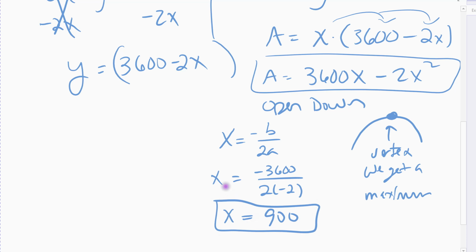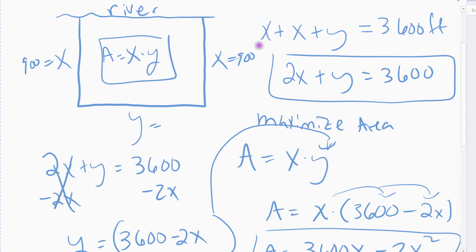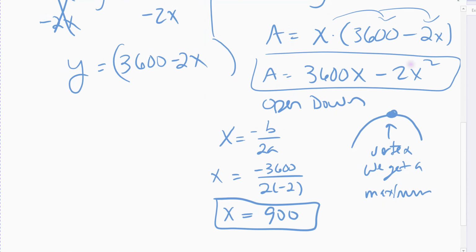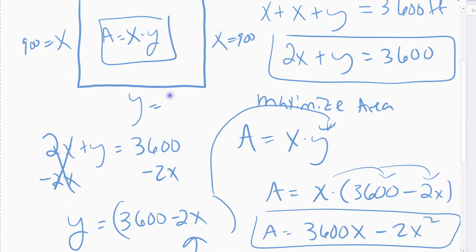So my x, this side of my rectangle, is 900 units. Well, what's the y? I take that 900, plug it into that equation there, and find my y. So y equals 3,600 minus 2 times 900. And so y comes out 1,800. And so this side has to be 1,800.